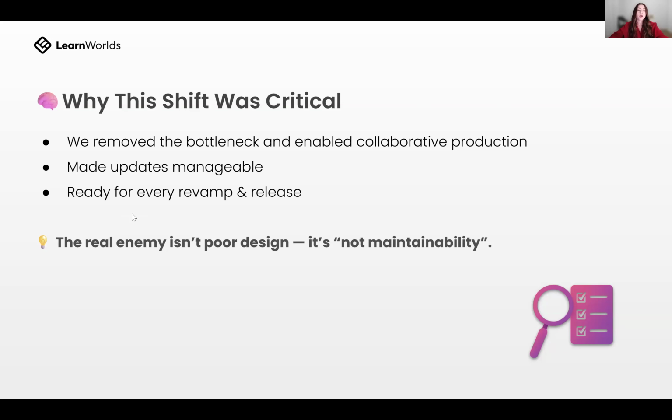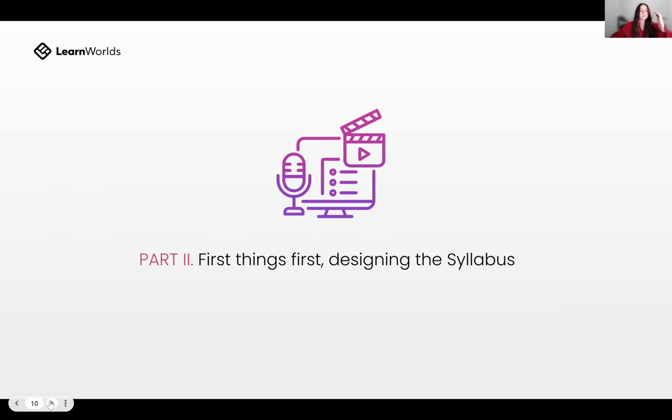So over here for us, the enemy wasn't poor design, but it is, as I think with everyone, that it was not maintainable the way it was before. It wasn't scalable and it wasn't maintainable. So that was part one, the team and everything.